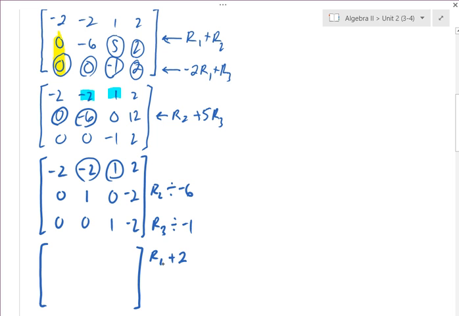Start with row 1 and add twice row 2. Does everyone see how that's going to convert this into a 0? And then I could also subtract row 3, and that would convert that into a 0. So I'm going to do it all in one step. So -2 plus 2 times 0 minus 0.